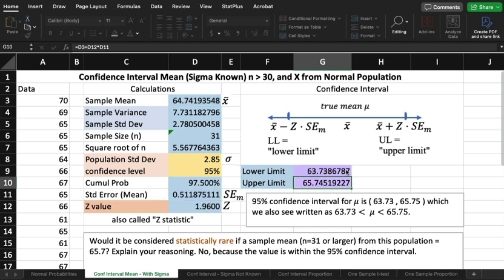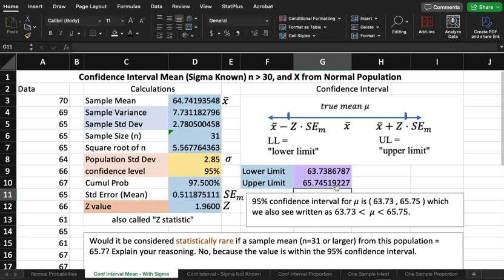Equals D3 minus D12 times D11, that's our lower limit. And then the upper limit is in cell G10, and that's equals D3 plus D12 times D11. Again, equals D3 plus D12 times D11.